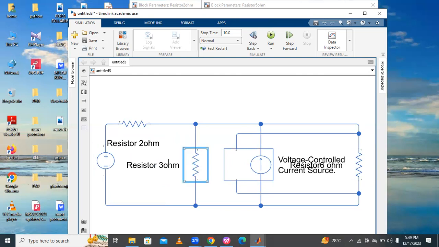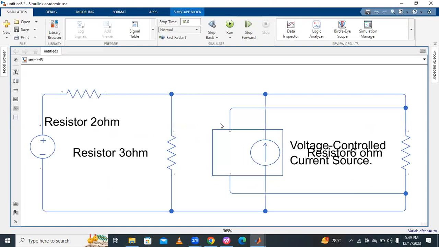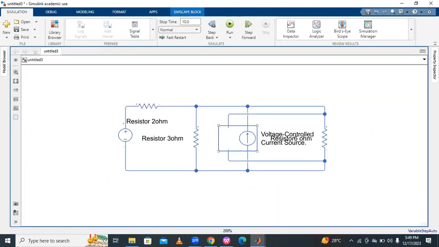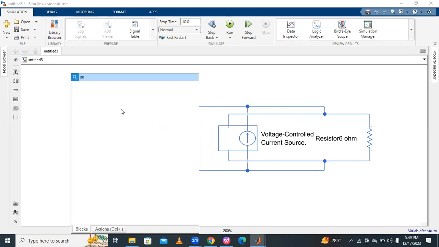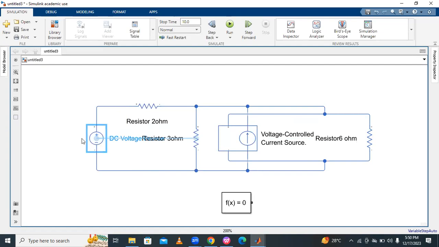This is our DC voltage source. And one solver configuration is required. Solver configuration, place here, and also one ground is required. This is our DC voltage source. This is the 3 ohm resistor.